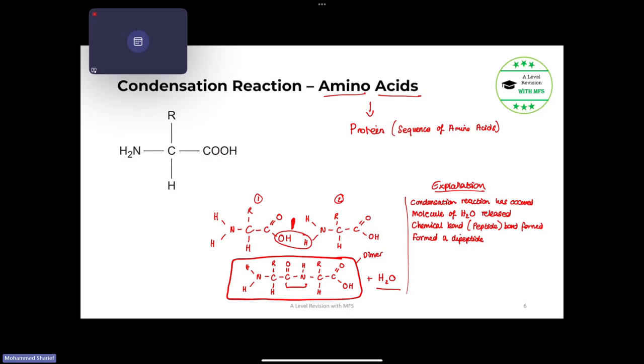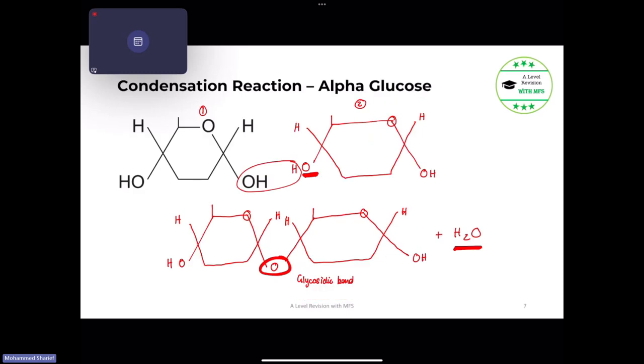And then we had a look at an example with alpha glucose. Okay, when two monomers of alpha glucose are present next to each other, we can see that a molecule of water can be released, and then this bond will form directly with the oxygen. And this bond, which is formed, has a different name. It's called a glycosidic bond, but the way that has formed that bond is the exact same because it's used a molecule of water in the process. Okay, two alpha glucose joined together, glycosidic bond formed, releasing a molecule of water in a condensation reaction.